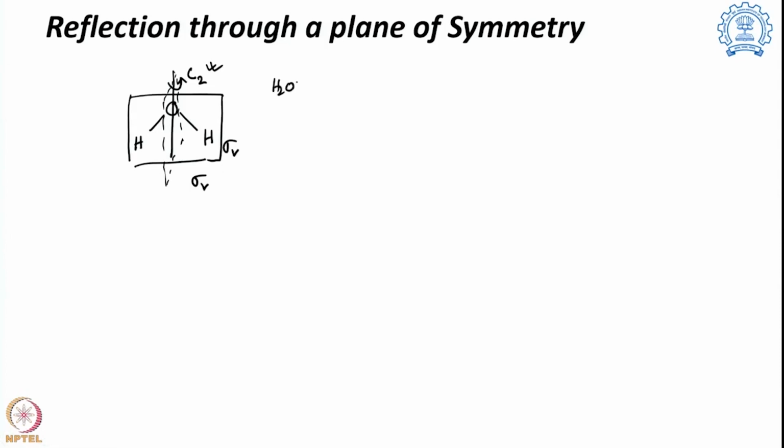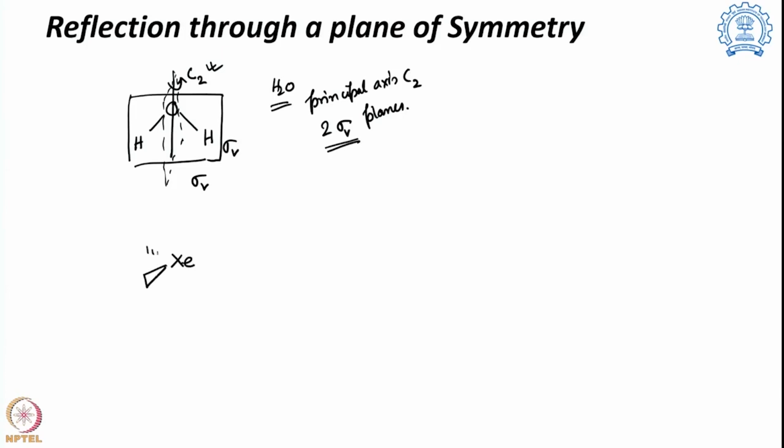So, in H2O the principal axis is a C2 and you have 2 sigma V planes, and they are sigma V because they contain the C2, they are not perpendicular to it. Then let us take another molecule.